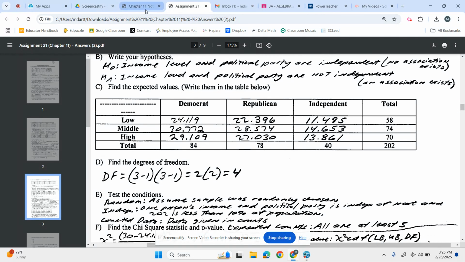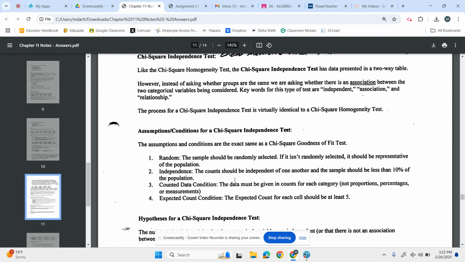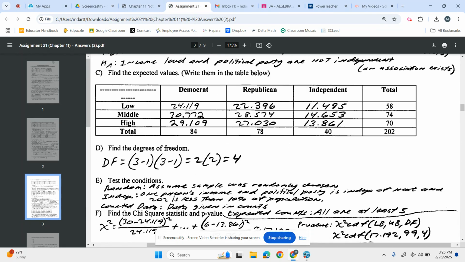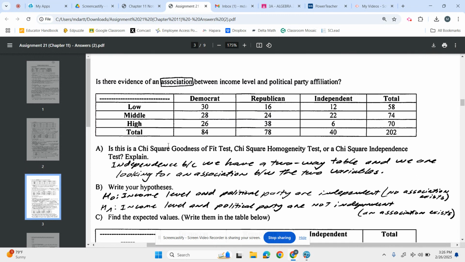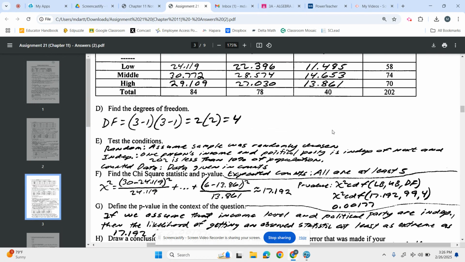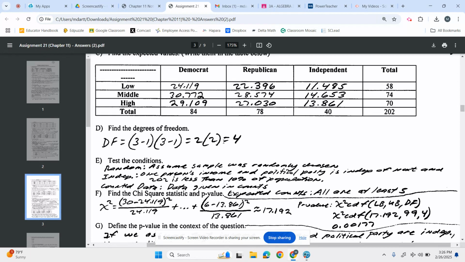Now, what about your conditions? You're going to go back to what you had for goodness of fit. You have to do random again, and you have to do the 10% rule again. So we assume the sample was randomly chosen. One person's income and political party is independent of the next. Remember, the sample was 202. That's less than 10% of the population, all people. Clearly, the data was given in counts. We counted the number of Republicans and Democrats and low, middle, and high income people. And all the expected counts, look at them all, they're all at least 5.